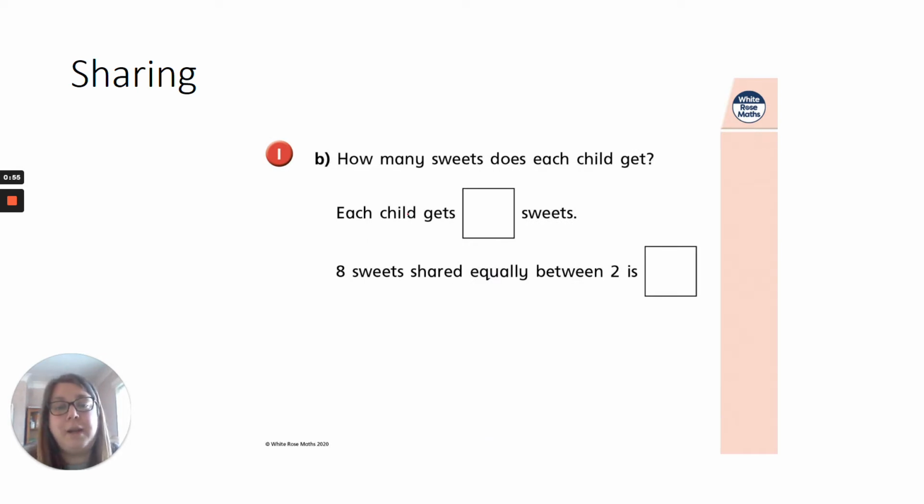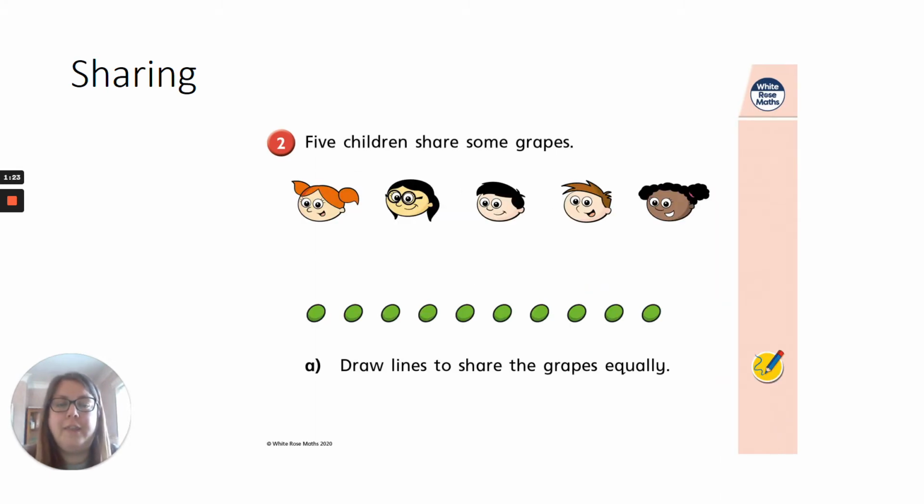So I want you to write this sentence and fill in the missing number. So each child gets how many sweets? Using your picture to help you, I have just given you a clue as well. Then write 8 sweets shared equally between 2 is, and the number that you got. Off you go. So you should have written the number 4 there because each child got 4 sweets and 8 sweets shared between 2 is 4. Perfect.